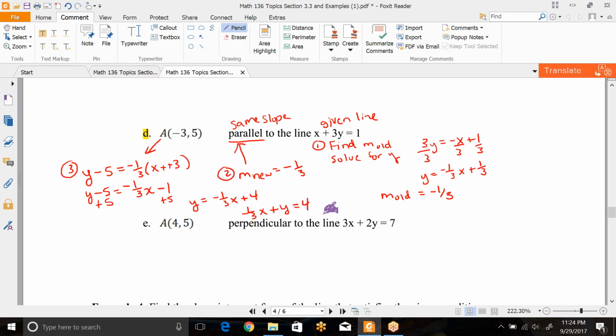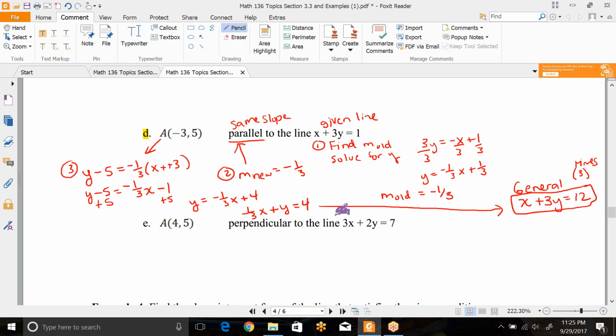Equals 4. And then general form can have no fractions. So if you ever get to this point and you have fractions involved, to put it in general form, you need to clear out those fractions. So we're going to times everything by that 3 in the bottom. So this would become just x plus 3y equals 12. That would be the general form for that equation.